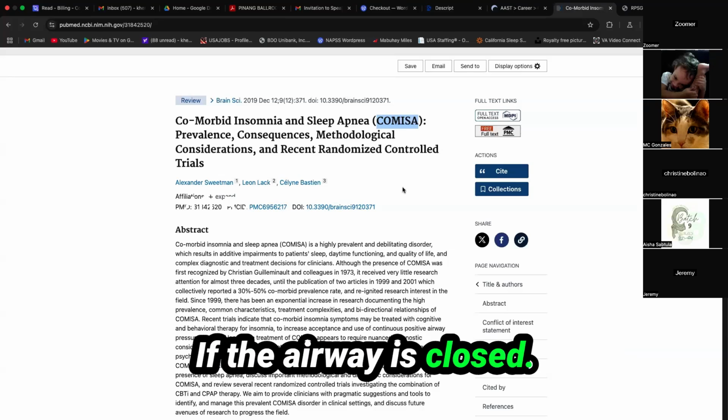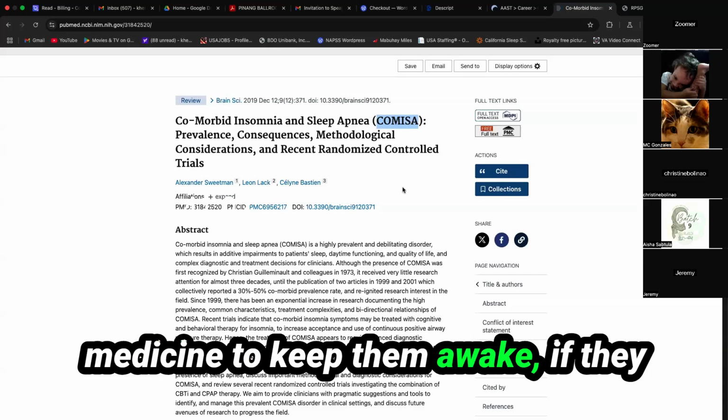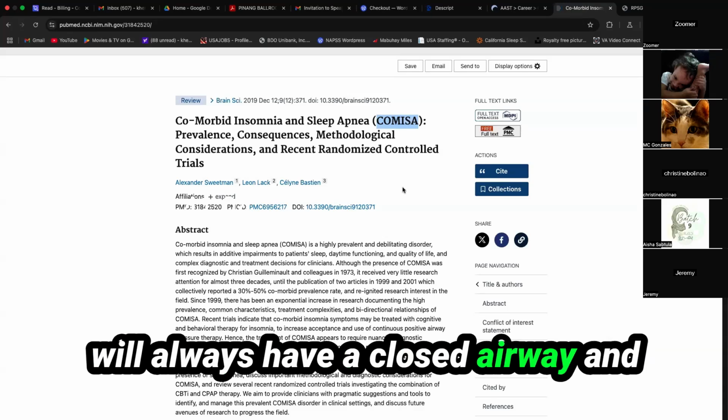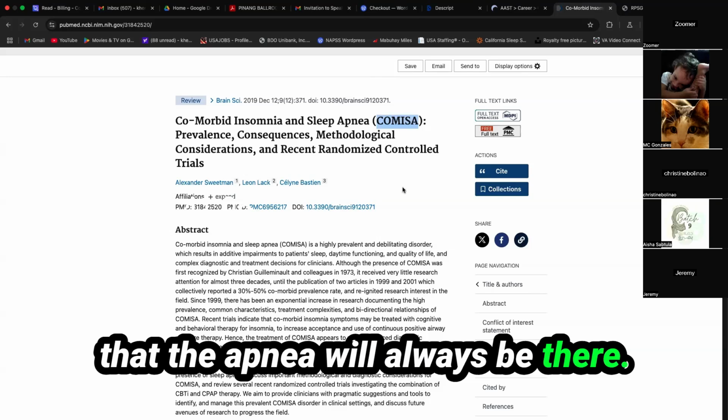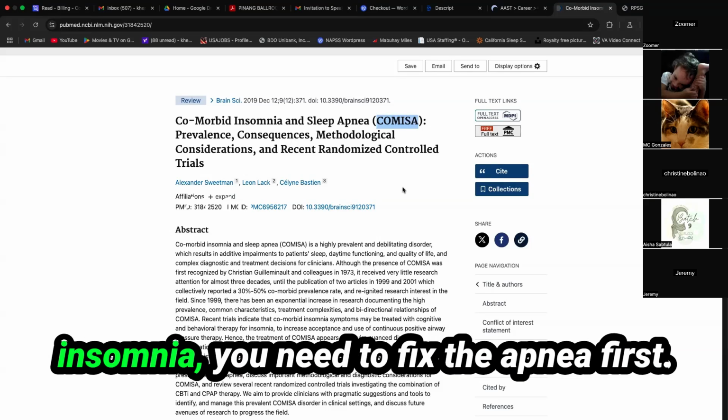If the airway is closed, it doesn't matter if you're giving the patient medicine to keep them awake, because they will always have a closed airway and the apnea will always be there. That's why in patients with comorbid insomnia, you need to fix the apnea first.